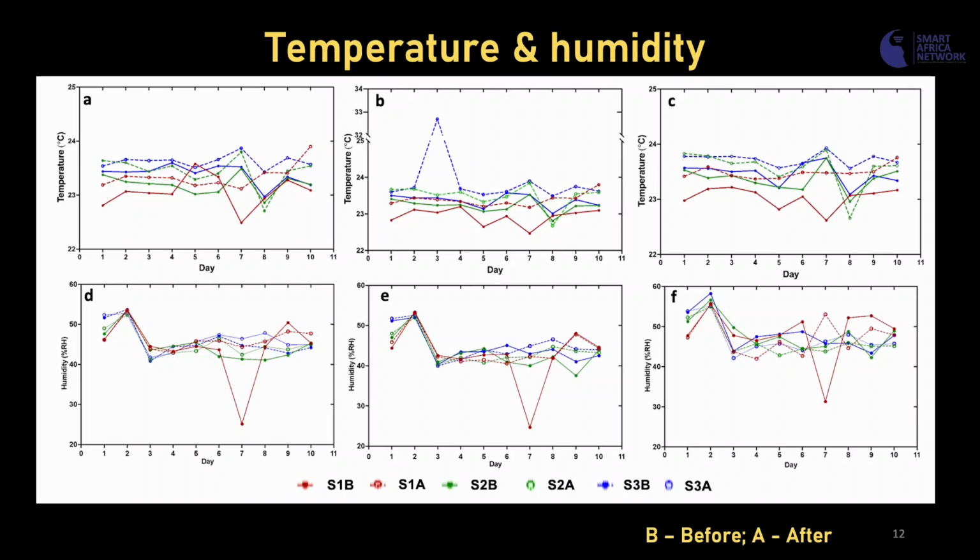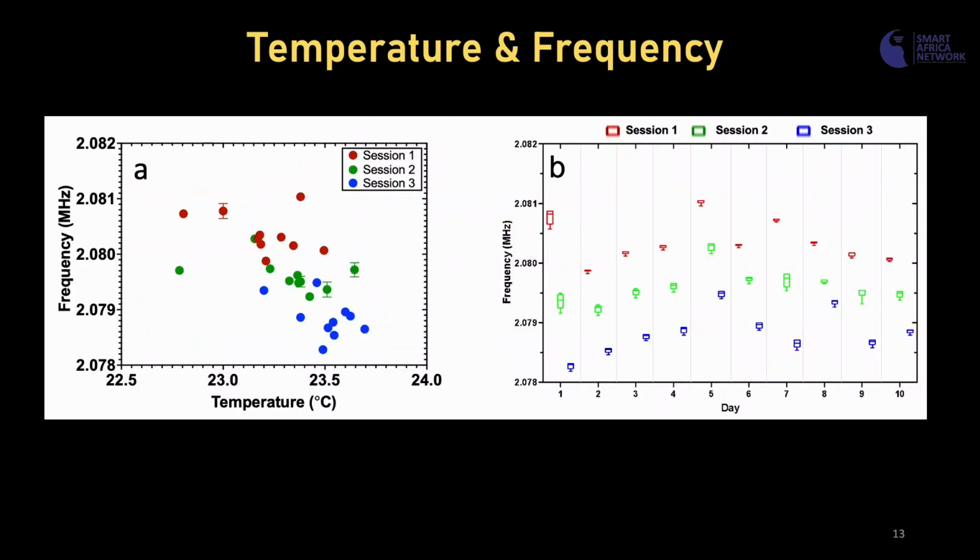On the temperature and humidity, on day 7, we found a dip, but that was across all locations. So it was an ambient change across the room. And you can see, other than that one observation, most of these data points across days are grouped close. As we know, with increase in temperature, there was a decrease in frequency. This is well documented. But what was more interesting to us is that there is a variability in the frequency depending upon the time of day.